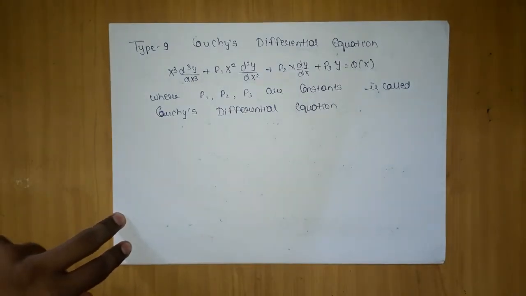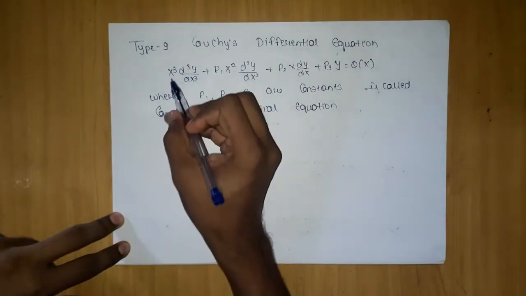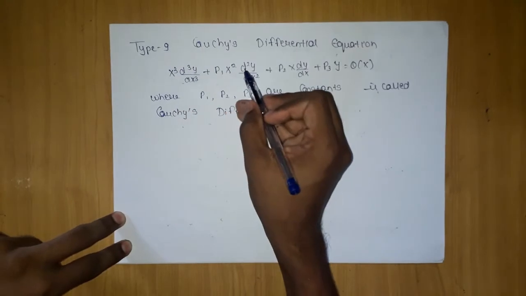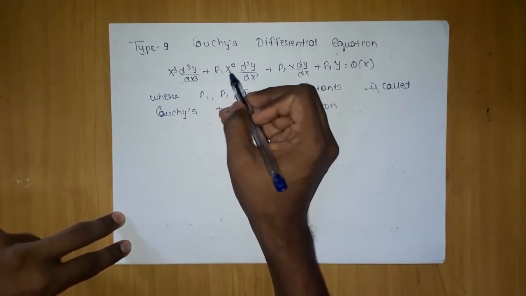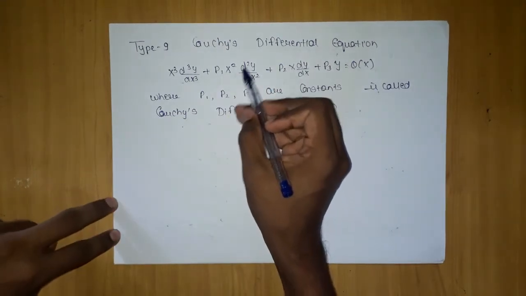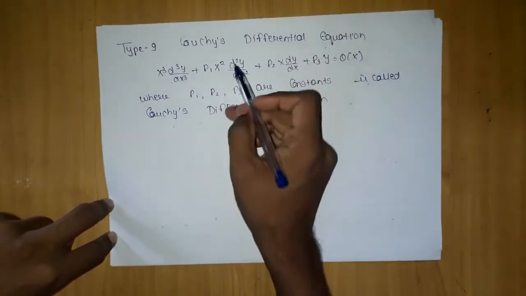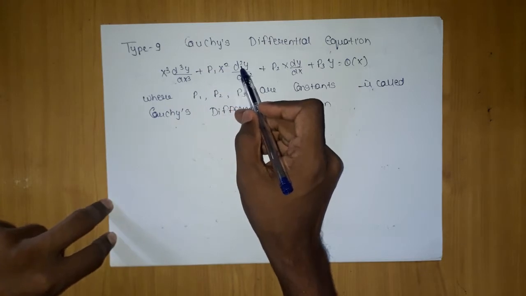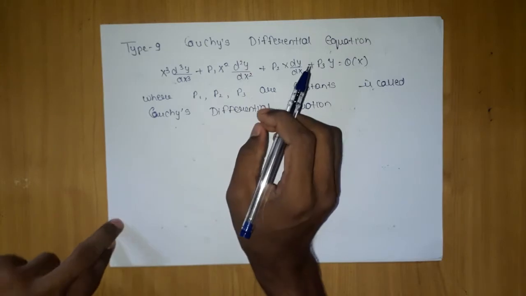And one more thing you need to notice about the Cauchy differential equation: here x cube is with d cube y by dx cube, and here x square is with d square y by dx square. So whatever power of polynomial is attached goes with that order of differentiation, like here the polynomial x square, second degree, is attached with the second order differentiation. You need to keep that in mind.